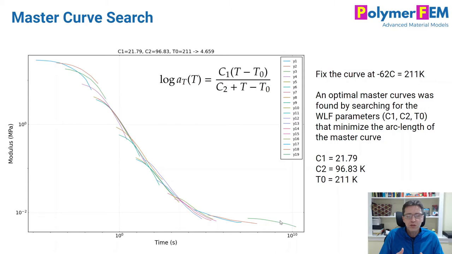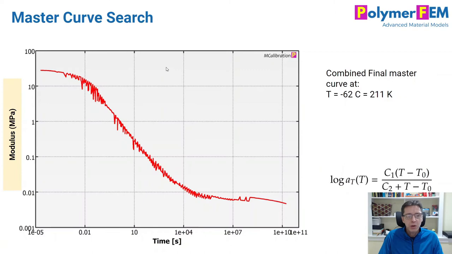This is a feature that I used outside of MCalibration. But in the next version, we will also be able to fit the master curve from these types of segments. That's something we're working on right now. So in the end, this is the best master curve I could come up with. Here are the parameters.